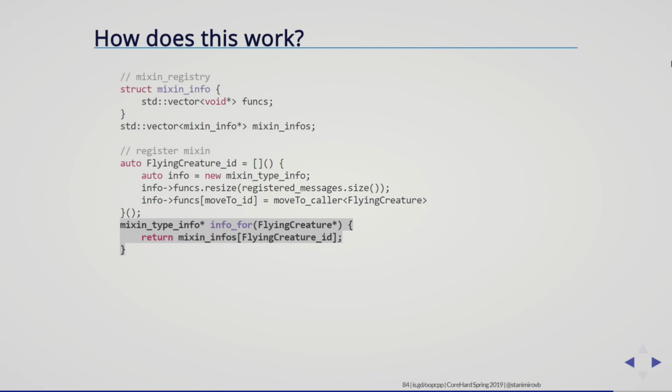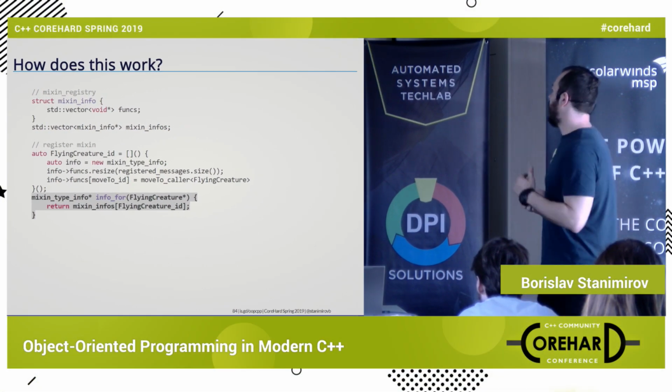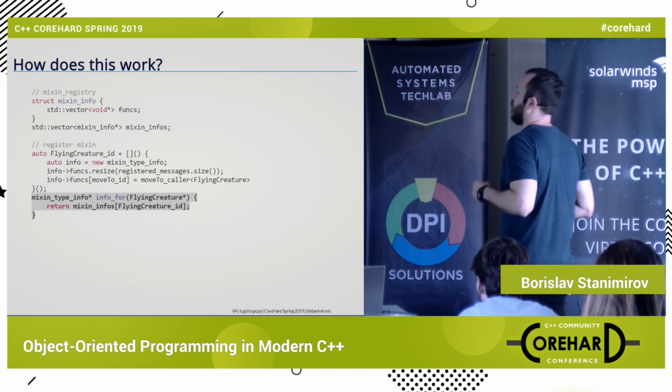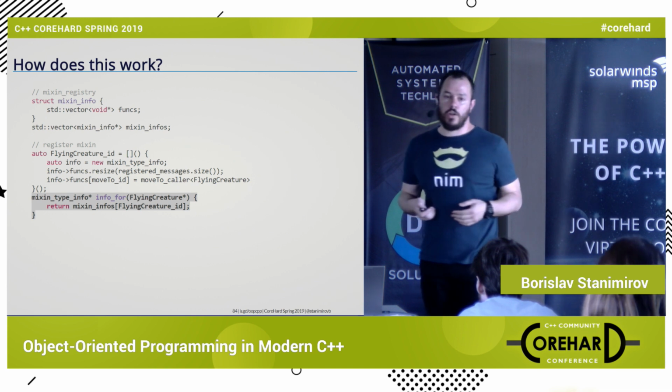And then we have this function which returns the info, which is an overload. Because of ADL, if we call this overload in a template function where this overload is seen, it will be called appropriately.